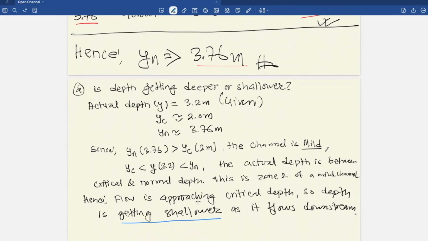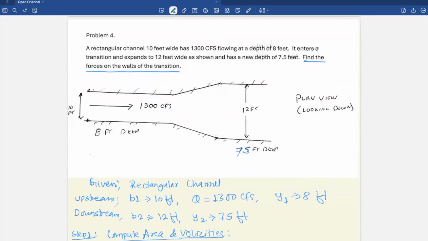And one of the important tips that I can suggest to you is to always compare three depths, that is y actual, y critical, y normal, and the relationship between these three tells you everything: the channel classification, the zone, and the flow behavior. And now let's start problem 4 part A.